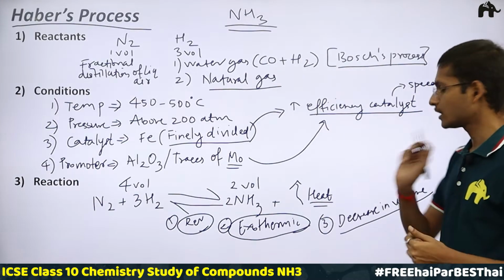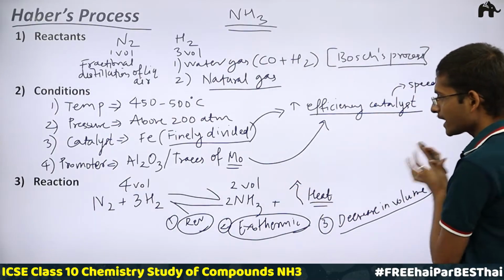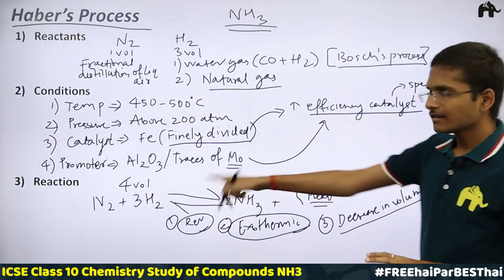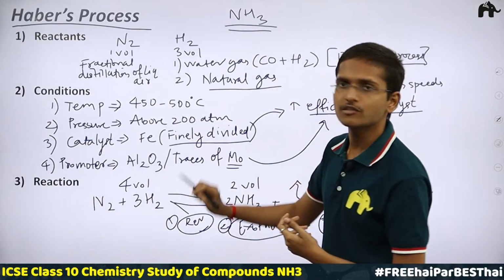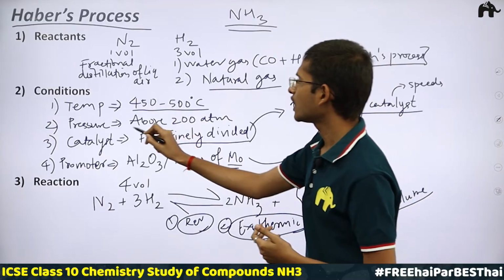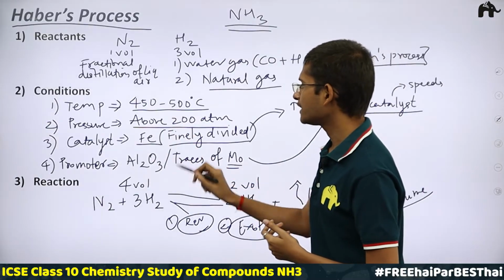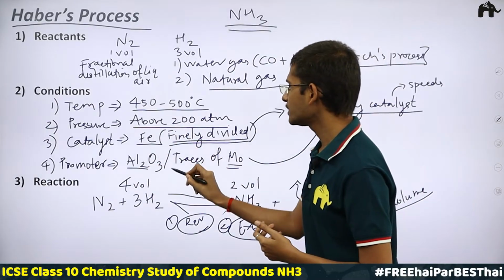You can say whatever you want. So this is the characteristic feature of the reaction. You can write in front on the arrow above the reaction these conditions as well: 450 to 500 degrees Celsius, above 200 atmosphere, iron finely divided, and alumina or traces of molybdenum.